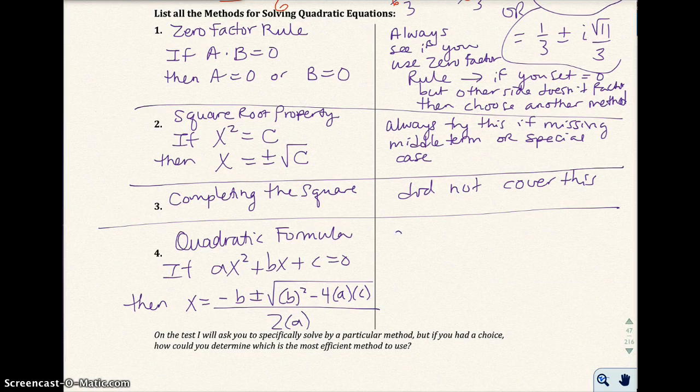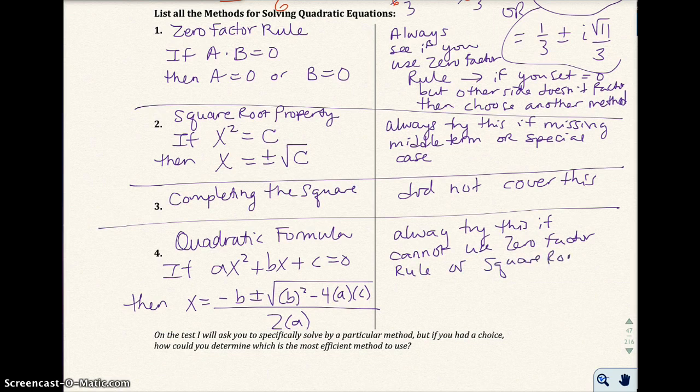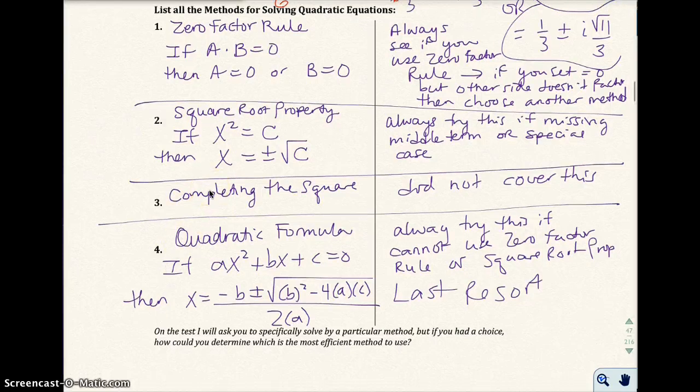Okay, and I always try this if I cannot use the zero factor rule or square root property. My last resort. Because if you're using the quadratic formula and the zero factor rule is easily used, or the square root property is, the quadratic formula actually becomes a little more complicated in terms of finding the answer. It's not particularly wrong, but it's going to be easier to do the other way.